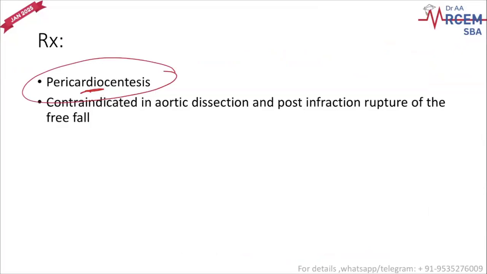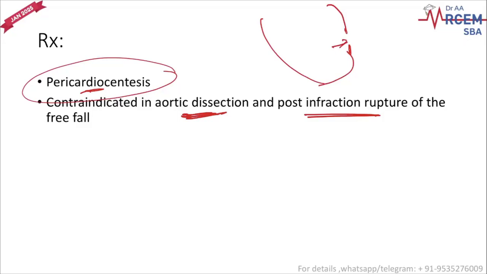Pericardiocentesis is contraindicated if the pericardial effusion is because of aortic dissection or because of a post-infarction rupture of the free wall, that is ventricular free wall rupture. If this is a heart and it has ruptured here because of myocardial infarction, this heart became thin and it got ruptured. Okay, or it might be because of an aortic dissection.